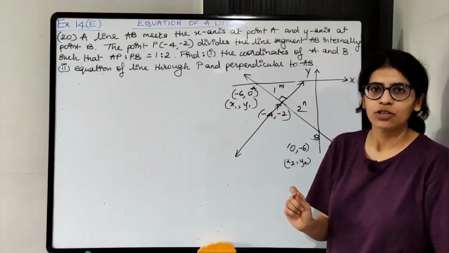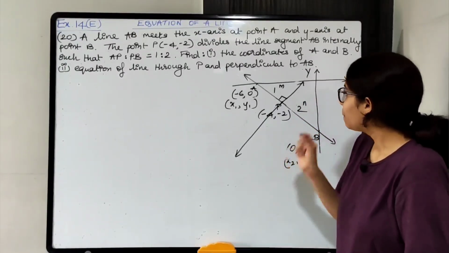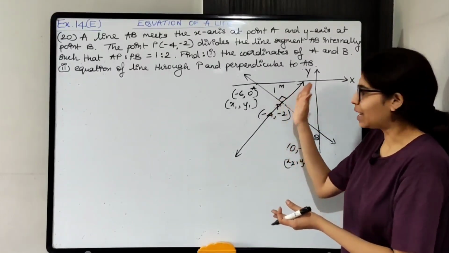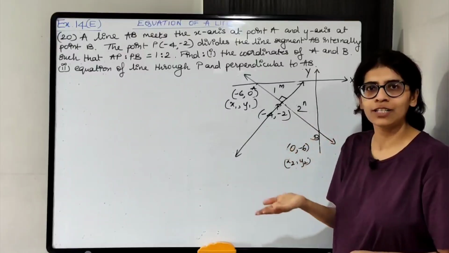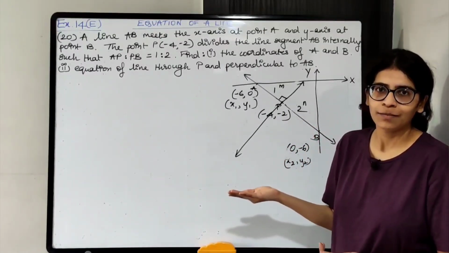Now for the equation, you need the slope and the coordinates of one point. It is passing through point P. So the coordinates of P I know, since P is lying on this line. So I know its coordinates. I have half the information. I need the slope of the line.